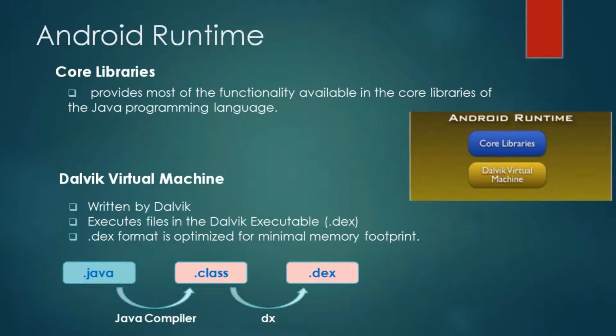But as we are dealing with low-level memory footprints like smartphones and tablets, the Dalvik virtual machine, DVM in short, was invented. It converts your .java files into .class files with the help of the Java compiler, and there is a tool called the DX tool which converts your .class files into .dex format, the Dalvik executable format, which is specially designed for low-level memory footprints.